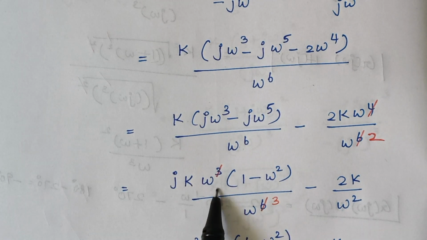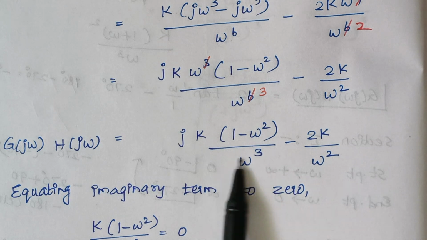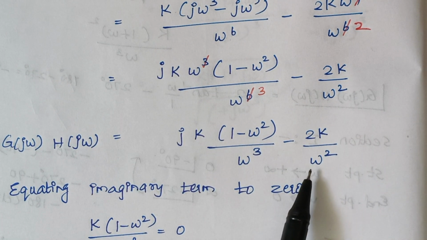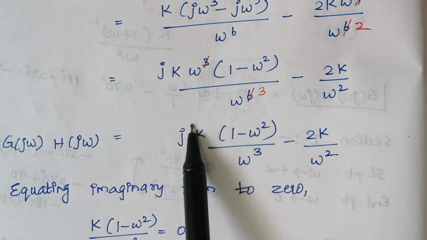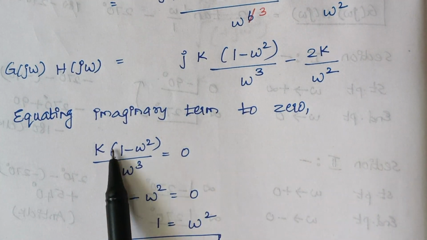And these two terms cancel each other, and finally I am having an expression like this. Right. Now we have to proceed as usual. First step is we have to equate the imaginary term to 0. So when you equate this imaginary term to 0, you see what happens.